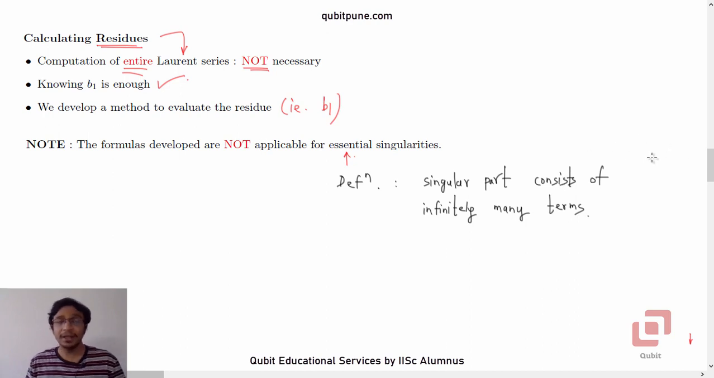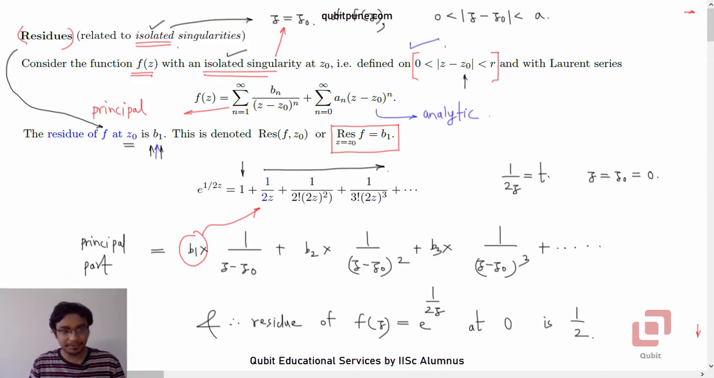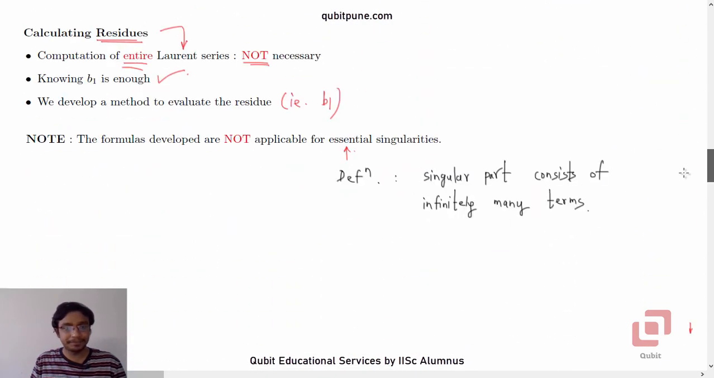Okay, fine. And when we solve the problems, in all of them we will be having non-essential singularities. Okay, if your professor covers problems with essential singularities as well, then you have to first find the Laurent series and then go to b1. Okay, but it should always be an isolated singularity. That's the main point. Okay, the formulas that we will now see, or which we will be deriving, are only shortcuts. Okay, fine.